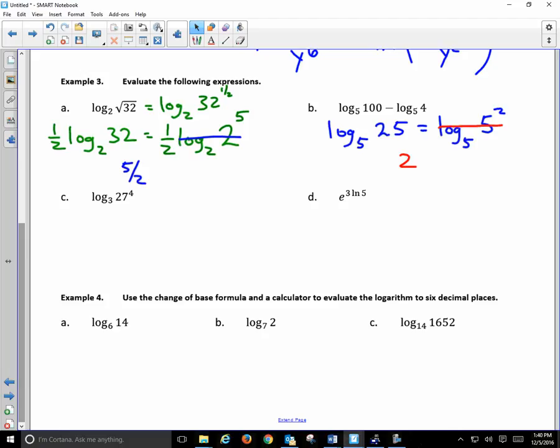Oh, so if we have log base 5 of 100 minus log base 5 of 4, we divide them and make one single logarithm. Yep. Christine? What should I do for letter C? Put the 4 in the front.